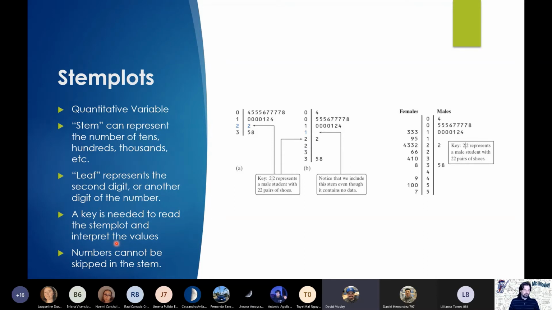Numbers cannot be skipped in the stem. You have to treat the stem, this middle lane here, like a number line. You can't skip numbers in a number line. It wouldn't make sense to draw a number line, like for a dot plot, and go 0, 1, 2, 5, 6, 8, 9.